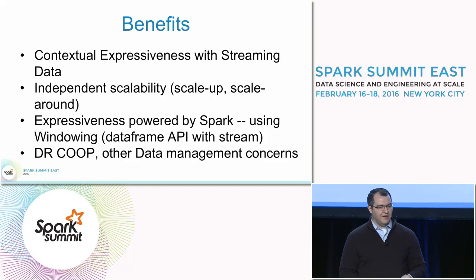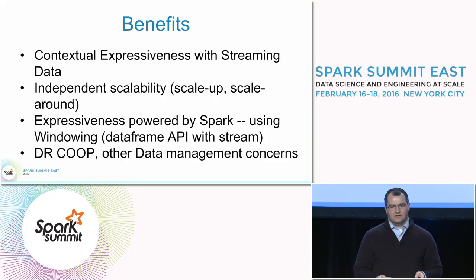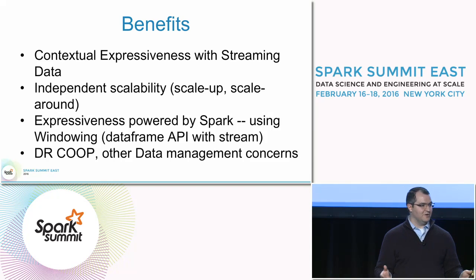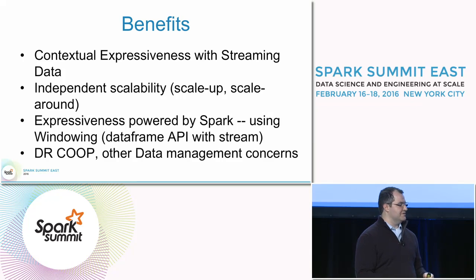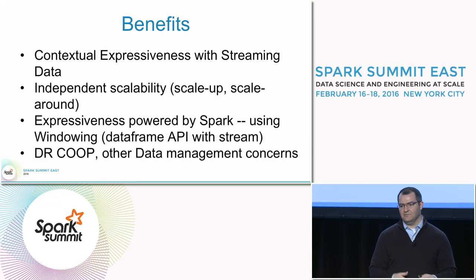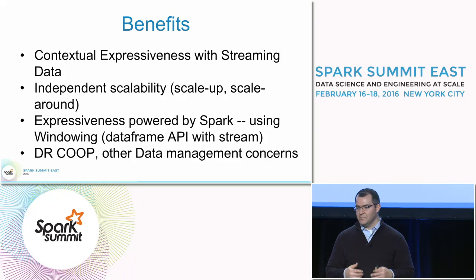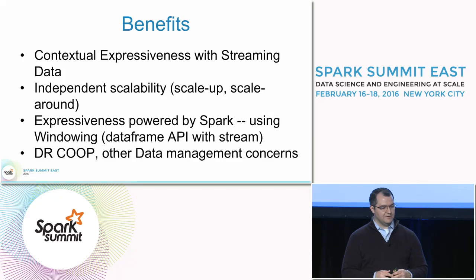So what are the benefits? What did we get out of this? I've got contextual expressiveness. I can express what I'm trying to do in the data. I can get some context on the stream and what it means in relation to my data. I've got my independent scalability. I can scale around whatever problem. If I've got high user concurrency, I can scale that portion out. If I've got an influx of data on my stream, I can scale that portion out.